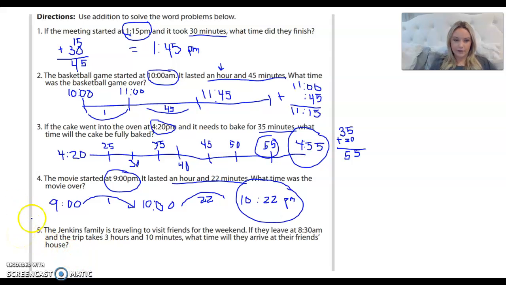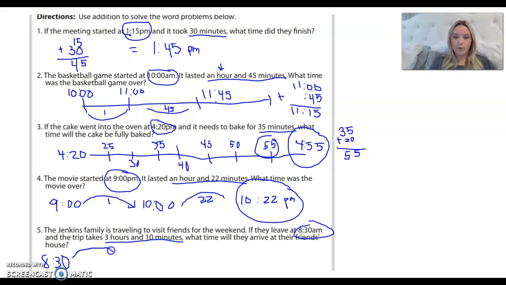We're going to do one more before you guys try this on your own. So the Jenkins family is traveling to visit friends for the weekend. If they leave at 8:30 a.m. and the trip takes 3 hours and 10 minutes, what time will they arrive at their friend's house? Well, we're going to start at our start time. Circle 8:30. This time they're traveling 3 hours and 10 minutes. Big jump. So I'm going to put 8:30 over here. That's what time they are planning on leaving.